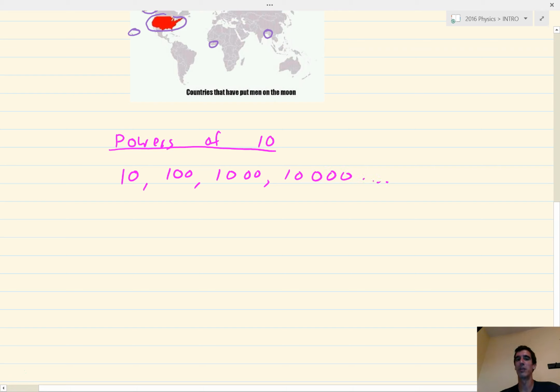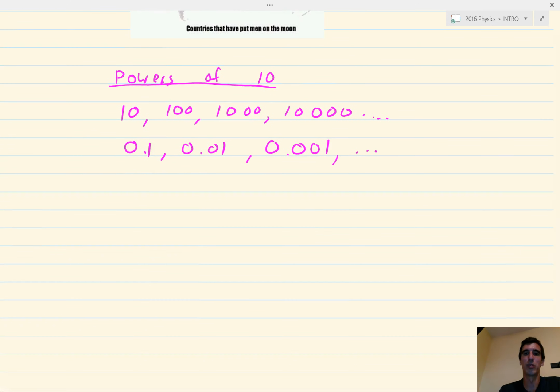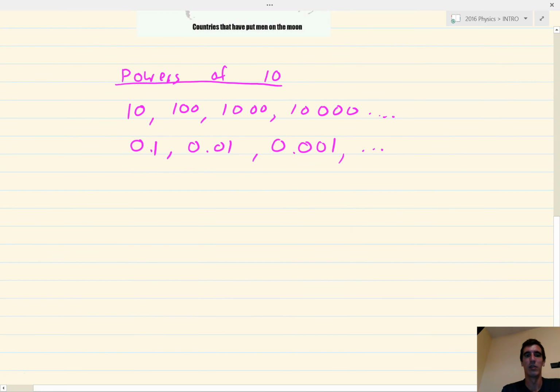Or we could go the other way and divide by 10. So we can have 0.1 or 1/10, 1/100, 1/1000th, and so on. Of course, we could get even lazier. Instead of using the powers of 10, we could use what are called prefixes. And prefixes are powers of 10 except with words. So we're going to use words to explain powers of 10.